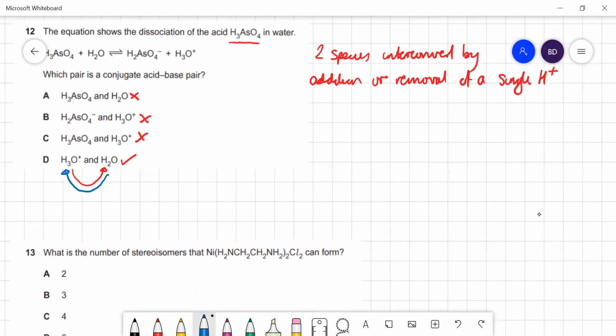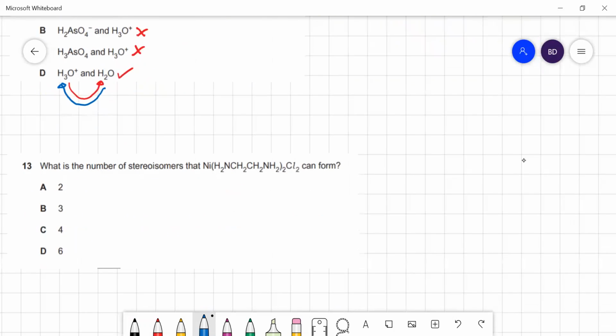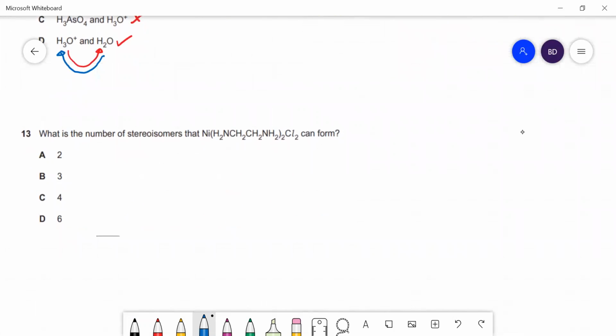Right, this is a tricky question. The number of stereoisomers that this nickel complex can form. Now this is a bidentate ligand, diaminoethane, and the chloride ions are monodentate ligands. So this complex has a coordination number of 6. Coordination number, of course, is the number of dative bonds. So the basic shape is going to be octahedral.